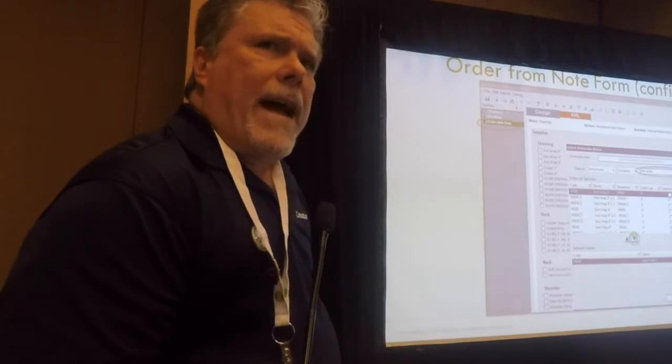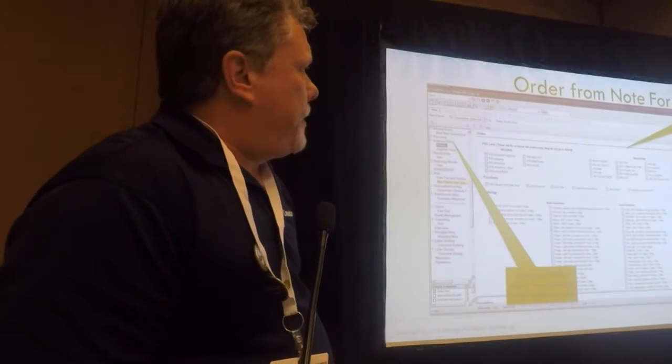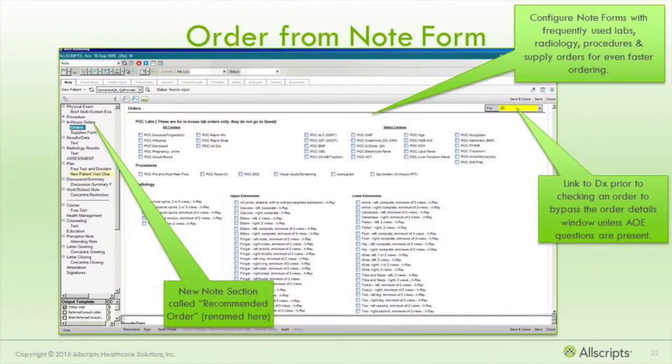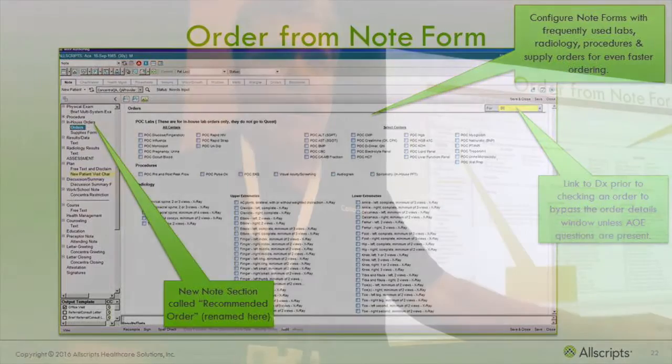Now, how we chose to use that functionality. One of the first areas that we did it, we actually renamed the section in the TOC. So in this example, it's called in-house orders as opposed to recommended orders. You guys know you can rename or create new sections, but we renamed that section to in-house orders. We wanted to come up with an order form of the really common orders that our clinicians used. So we added some of the POC labs, the point of care labs, stuff that we're doing in-house. Some of the common procedures like pre and post peak flows, pulse ox, EKGs, those kinds of things, as well as a subset of radiology orders that we perform commonly in the clinic.